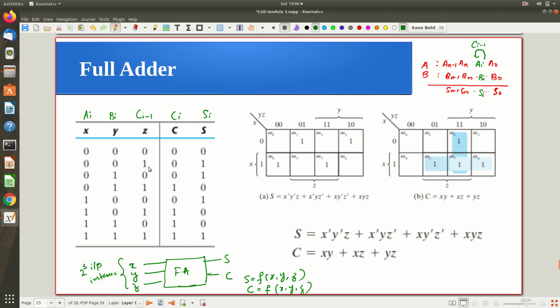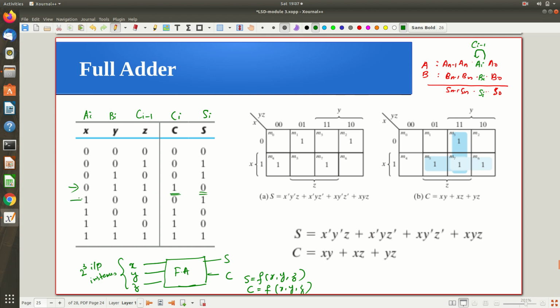So here only a single 1 is coming, so the sum is 1 and there is no carry. Here also a single 1, sum is 1 and there is no carry. Here there are 2 ones, right? So 1 plus 1, I am getting a sum 0. Is it clear? So I am looking at this row: 1 plus 1, I am getting a sum 0 and a carry 1.